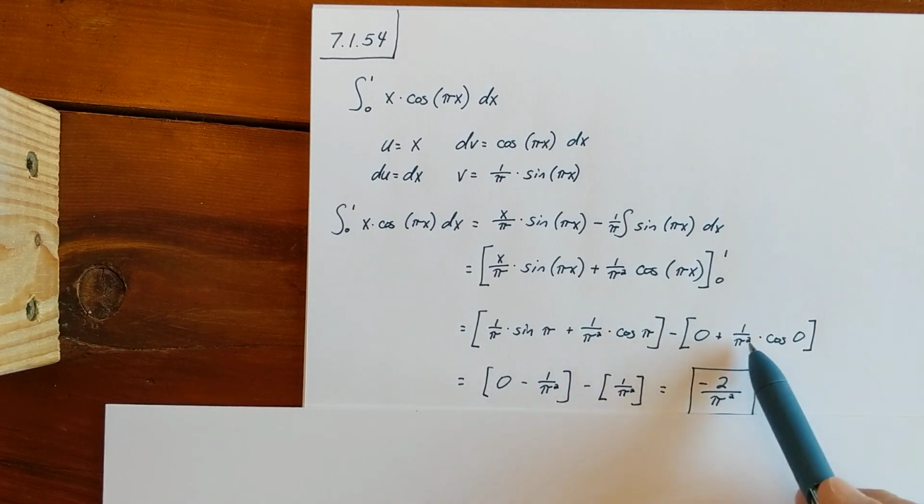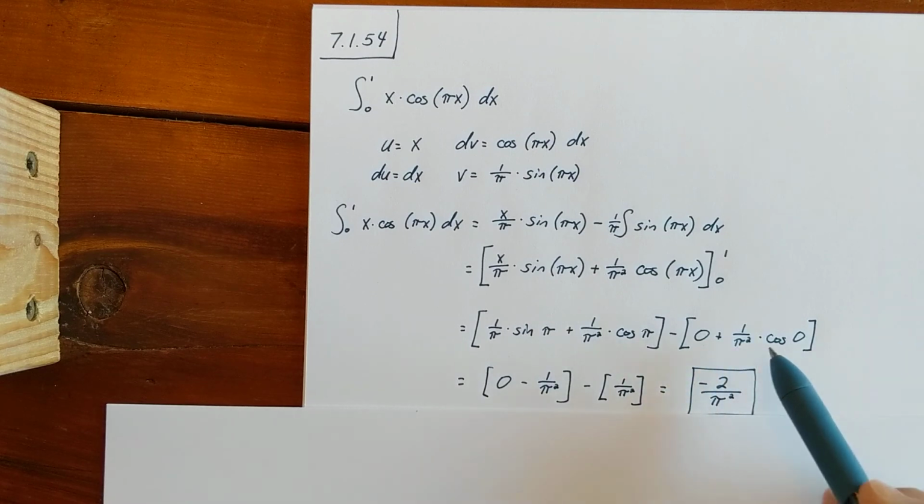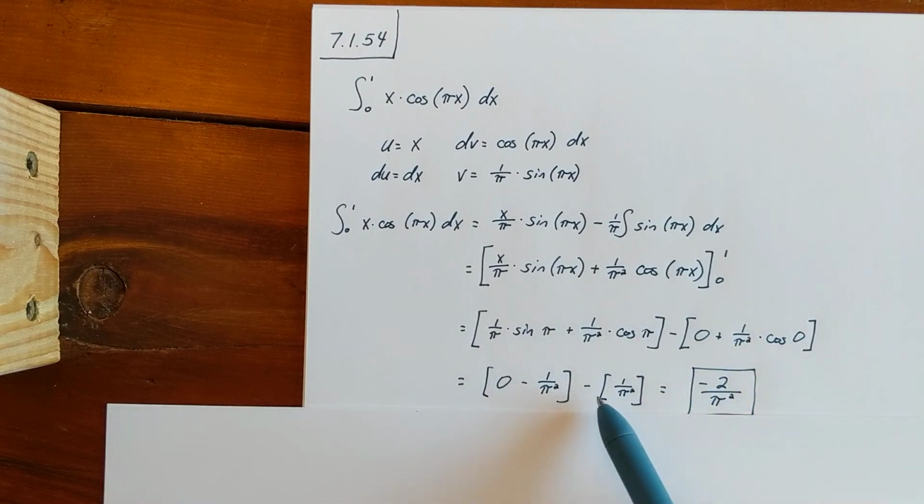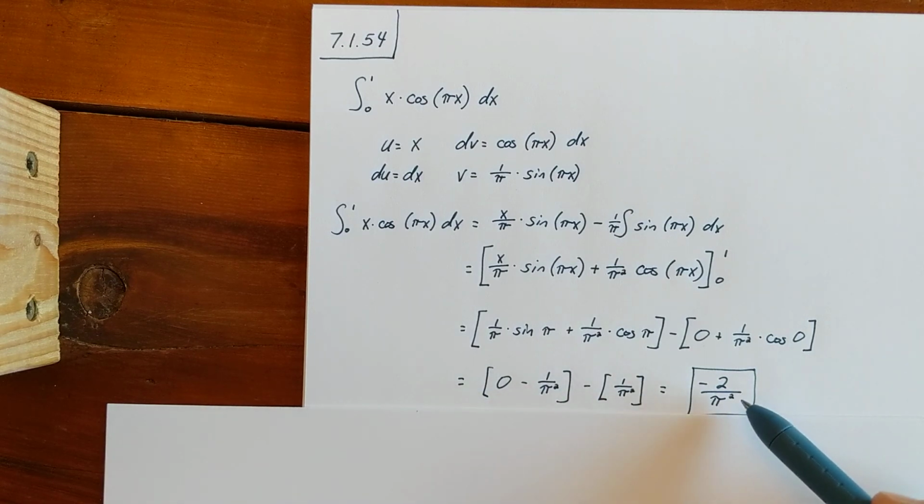Over here, on the second part of it, from putting in the 0, we are doing the cosine of 0, which is 1, and we end up with this. So it's a negative 1 over pi squared minus another 1 over pi squared, which gets us a negative 2 over pi squared.